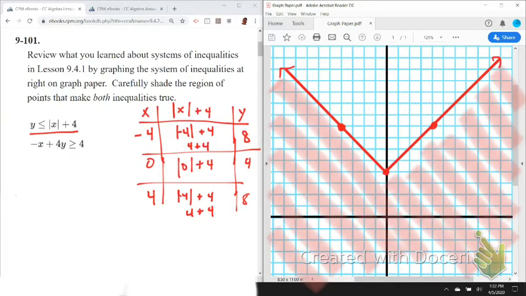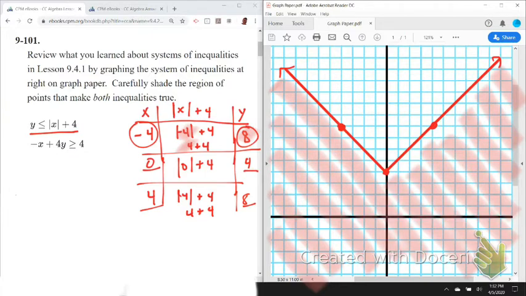All right, so far I've just graphed that first inequality, y is less than or equal to the absolute value of x plus 4. I created a t-table with the work shown in that middle column there. When I plugged in negative 4 for x, the absolute value of negative 4 is a positive 4. 4 plus 4 is 8. So my first ordered pair is negative 4 comma 8, which you see right there. Then I did that with 0 and 4 as well, and those are my y values.